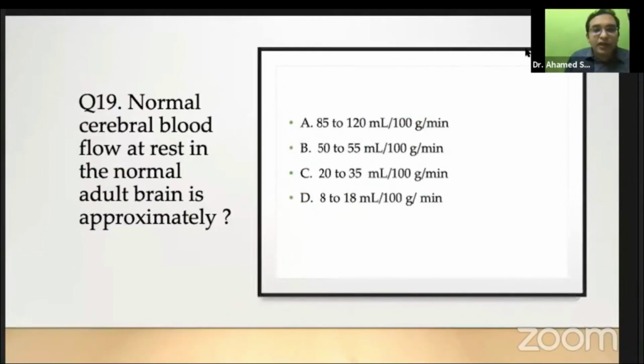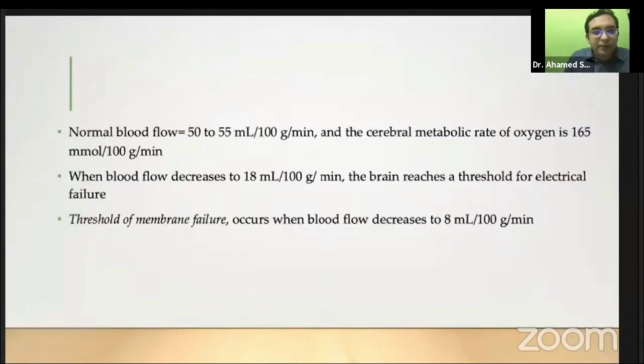And now, this is a straightforward question from the text. What is the normal cerebral blood flow in the adult brain? Normal cerebral blood flow in the adult brain. And the answer is actually 50 to 55 ml per 100 grams per minute. So the normal blood flow is actually 50 to 55.